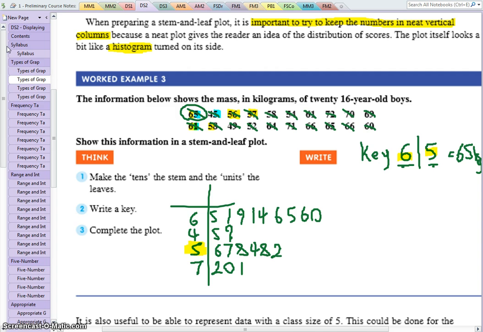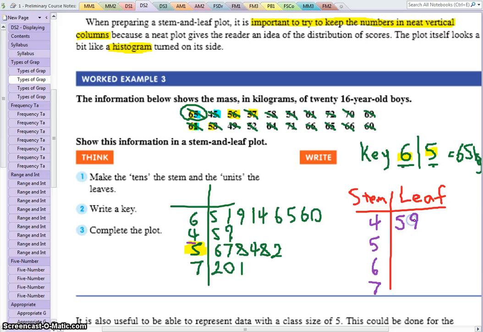Okay, so now I'm actually going to redo it over here. We'll use purple this time because purple's pretty. So we're going to start with 4, and then we've got 5, 6, and 7. So I've now put my stems in order. Now I've got to put my leaves. So I've got a 5 and a 9 under the 4. So that's nice and easy.